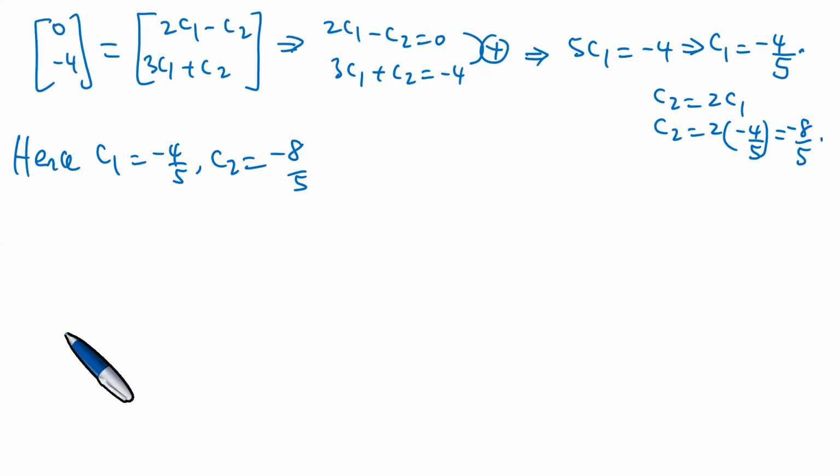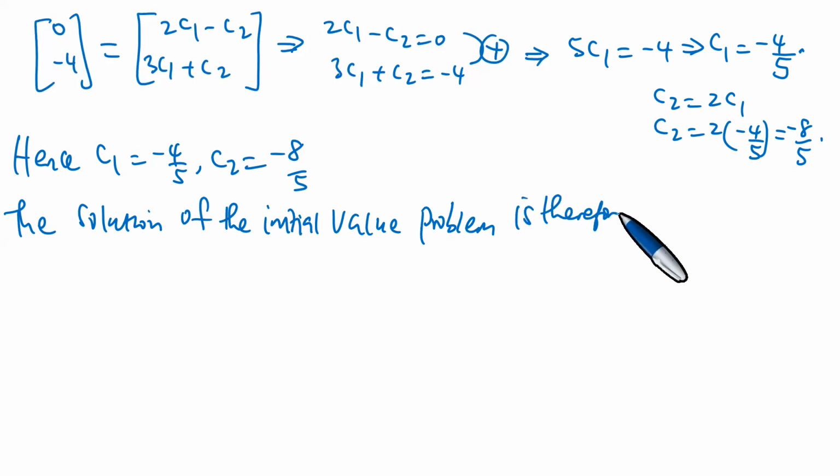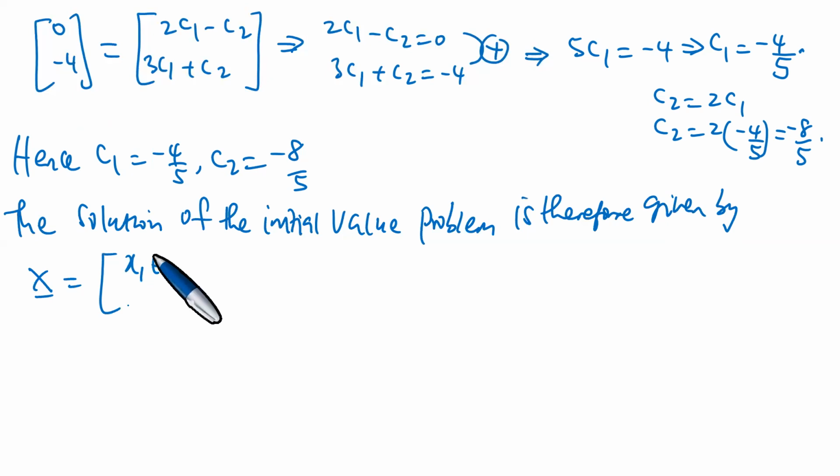Now, what is the answer out of this? The solution of the initial value problem is therefore given by x, which is x1 of t and x2 of t.